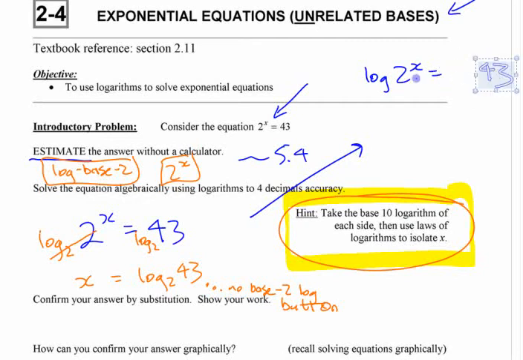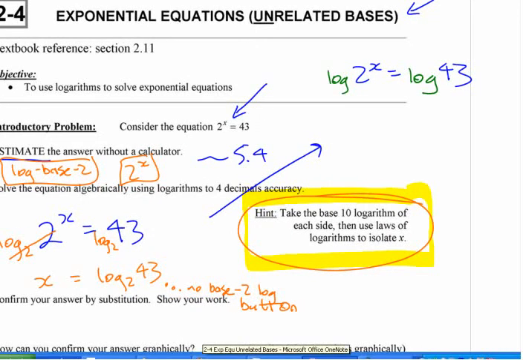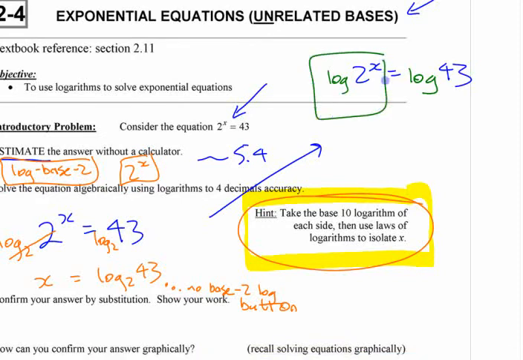We'll move this over, and maybe we'll even do this in a different color so we can see what we're doing here. If I take the base 10 logarithm of both sides, then I need one of the logarithm laws that we learned. How could I change this side around now? What could I do with that power? Put it in front, right? Log of 2 to the x is the same as moving the whole thing in front. So it can be x times log of 2 is log of 43.